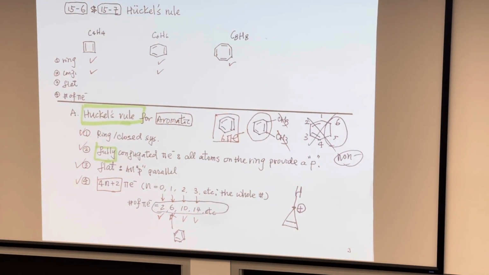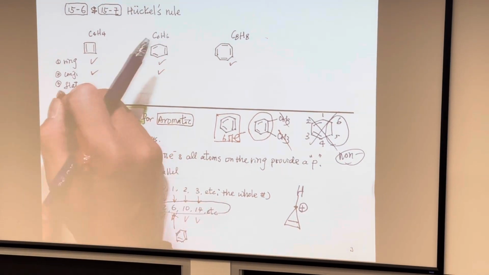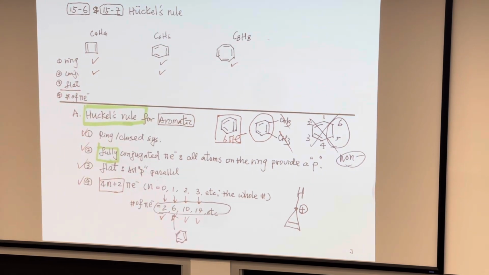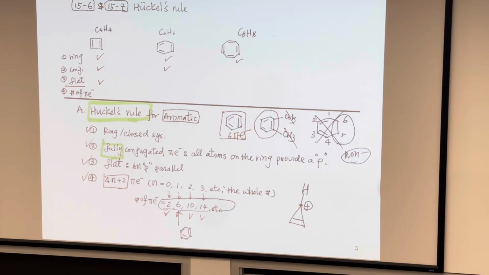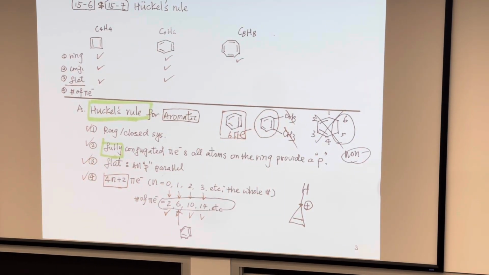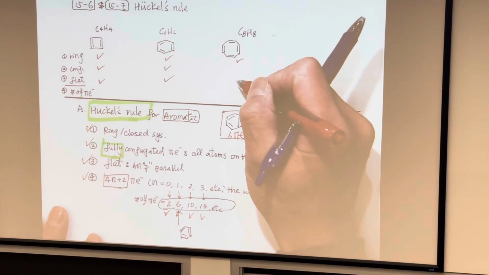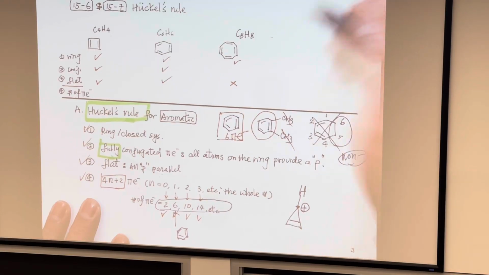Okay? How about this guy here? Let's discuss that one later. Let's talk about flat. Is the molecule flat or not? So we got 4 carbons, then that one is flat. We got 6 carbons, benzene, we know that's flat. But 8 carbons, no, this one is not flat. So the molecule is like this one.